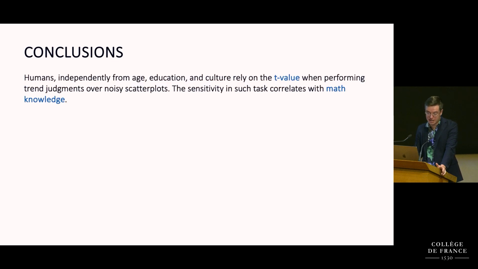I hope I convinced you that humans, independently from age, education, and culture, and probably even non-humans, such as baboons so far, rely on the t-value when performing trend judgments over noisy scatter plots. So they seem to be intuitive statisticians, but the sensitivity in such a task correlates with math knowledge. So of course it's something perceptual, something probably evolutionary very old, but as soon as we learn graphs, this becomes more refined, very similar to what happened to the number sense.